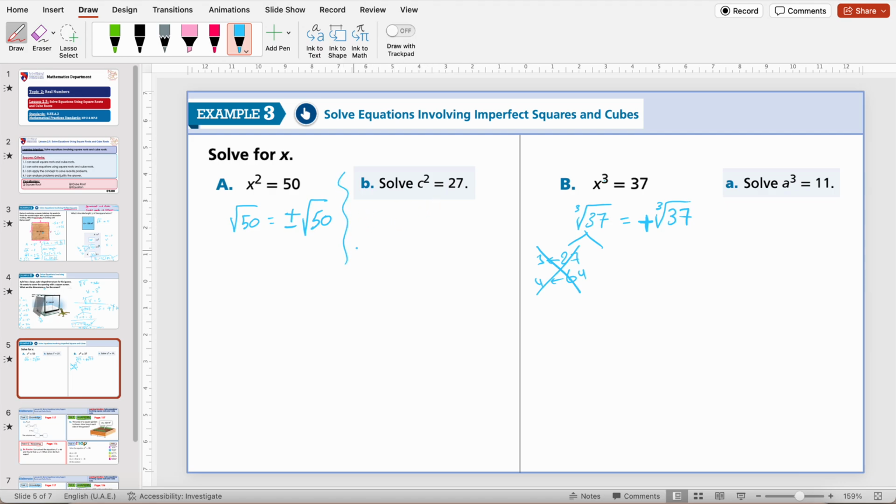Same here. To find the value of C, you're going to use square root of 27, but the answer should be positive, negative. Here, to find the value of A, you're going to use cube root of 11, but since it's cube root, it's only positive. Here, the value of X is cube root of 37, but since it's cube root, it's only positive. Value of X is square root of 15, but since it's square root, it's positive, negative.